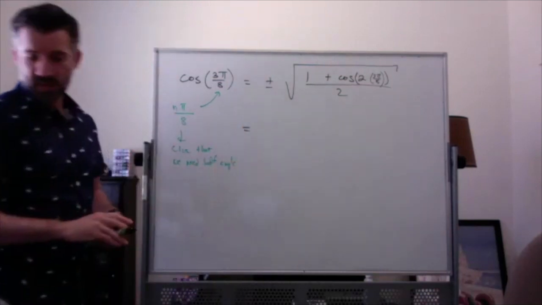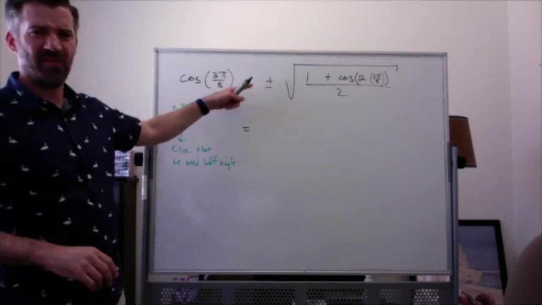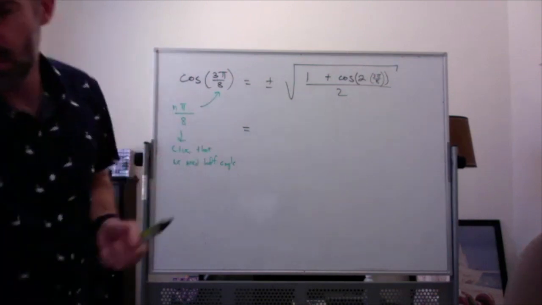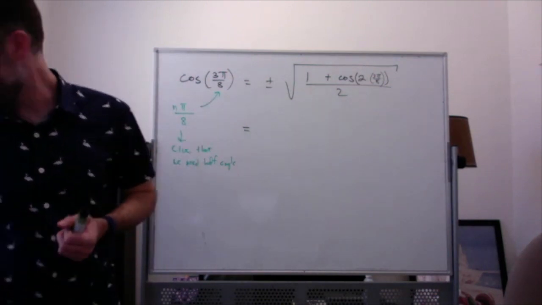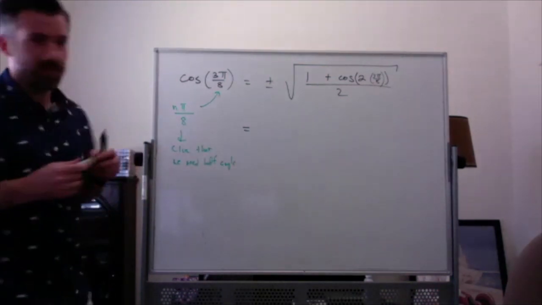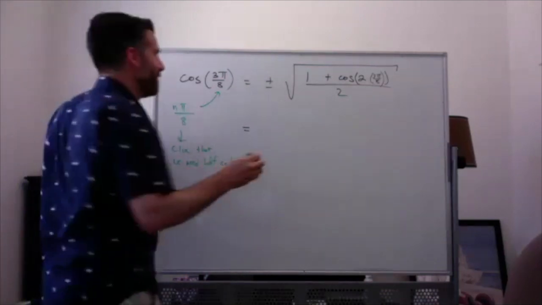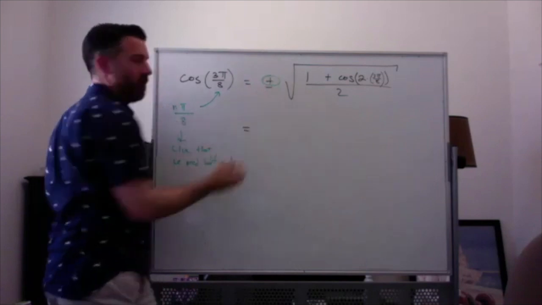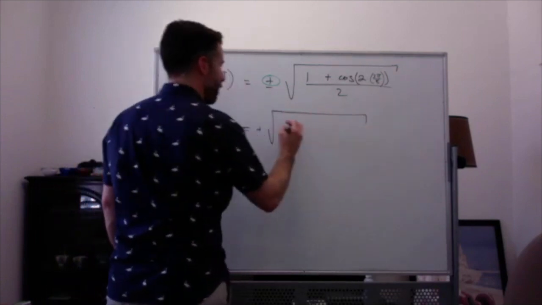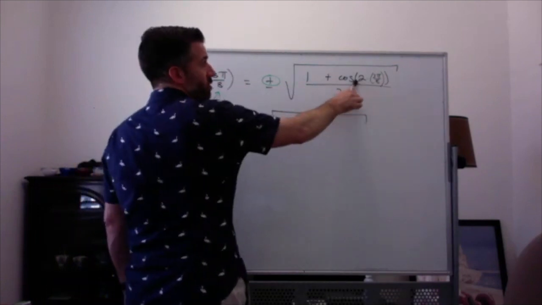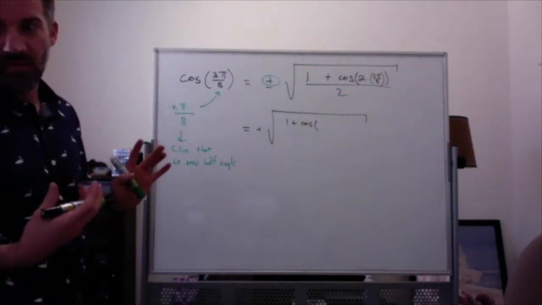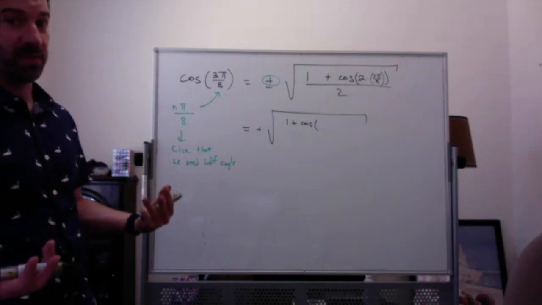So first things first, is it positive or negative? What quadrant is our angle in? The first quadrant. Thank you, yes. Okay, good. Yeah, quadrant 1, which means we're positive. So this is going to be positive square root of 1 plus cosine of 2 times 3 pi over 8, which is 3 pi over 4, right? If it's something pi over 8 times 2, it's just going to reduce to something pi over 4.